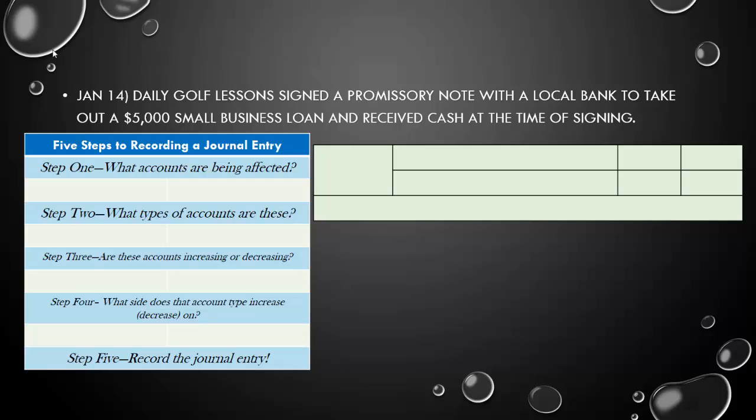On January 14th, Daily Golf Lessons is going to sign a promissory note with a local bank to take out a $5,000 small business loan, and they're going to receive cash at the time of signing. So one of the accounts being affected here is cash. What did we do to get this cash? We took out, in other words, a loan from this local bank.